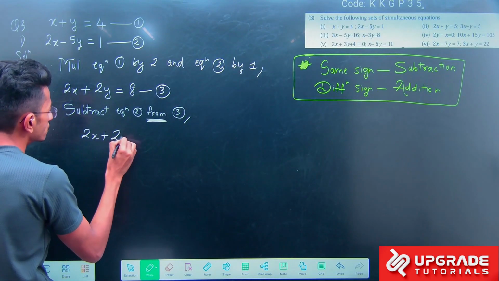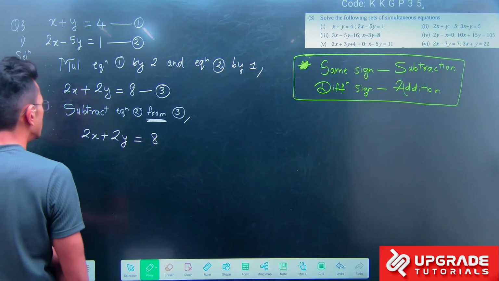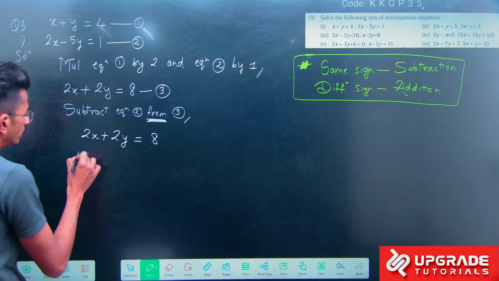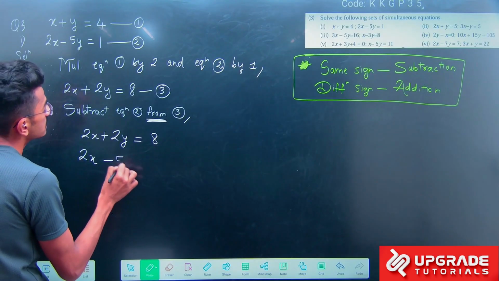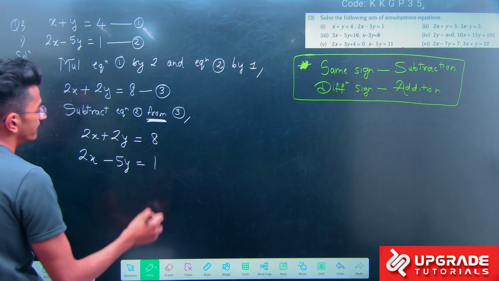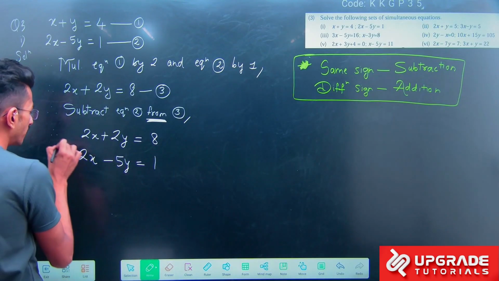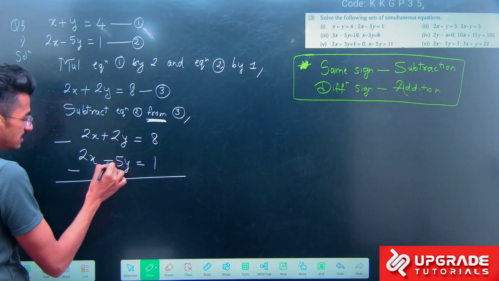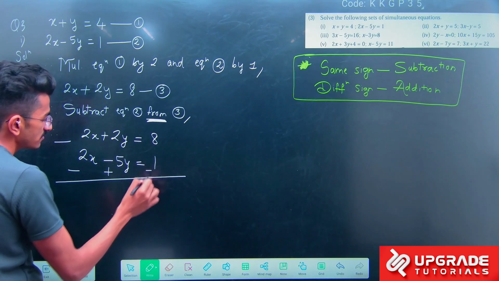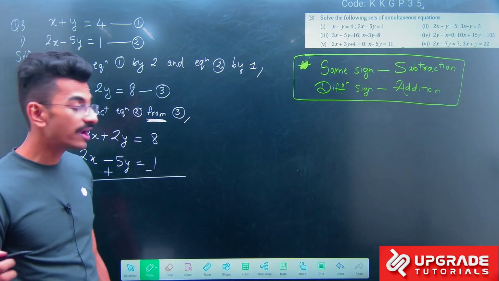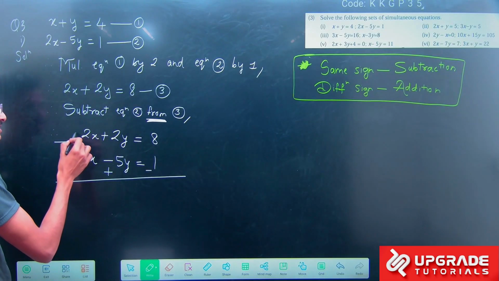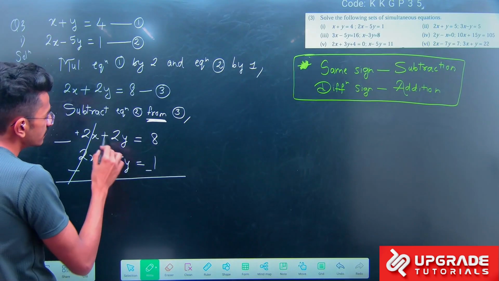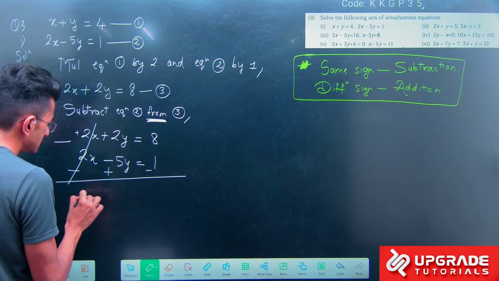The equation which you write afterwards, write that before. 2x plus 2y is equal to 8, and the other equation you have to write below it. 2x minus 5y is equal to 1. So you have to subtract it. Plus sign becomes minus, minus becomes plus, plus becomes minus. The sign changes for subtraction, keep in mind. So this is plus 2x minus 2x, it gets cancelled. Plus 5y plus 2y, 7y.